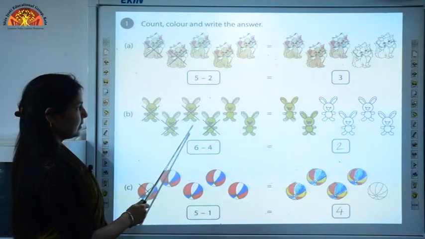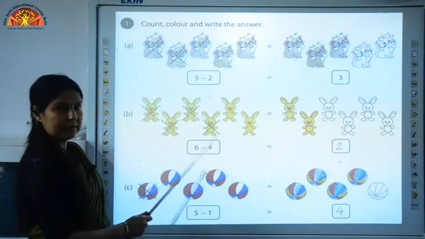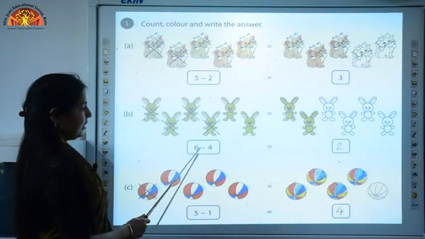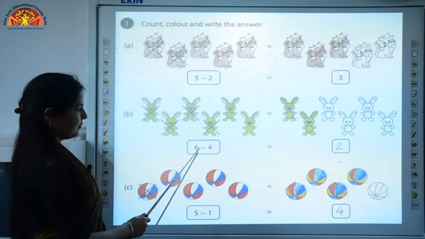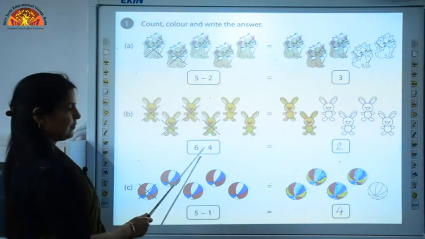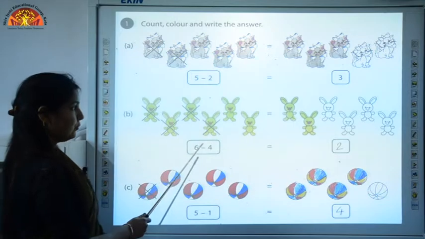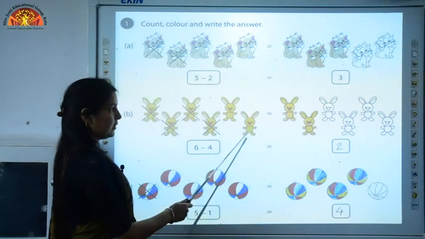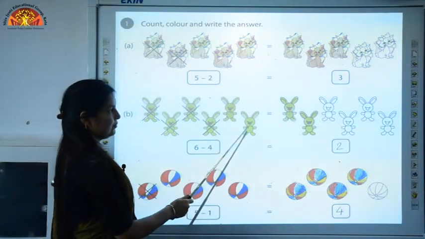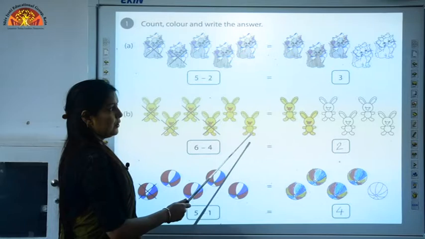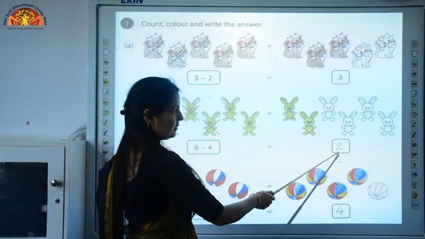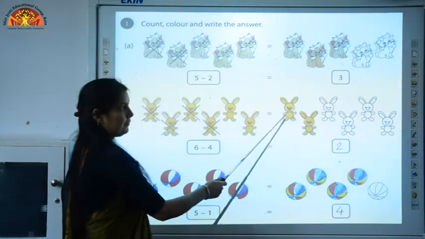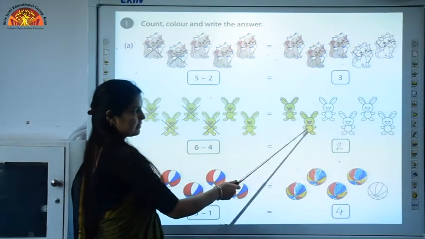And how many are cut here? 4 rabbits are cut here. So we will write 4 after 6. We will put the sign of subtraction here between them. Now count how many are left here: 1 and 2. 2 rabbits are left. So we will write 2 here in the box which is given and we will color 2 rabbits here.